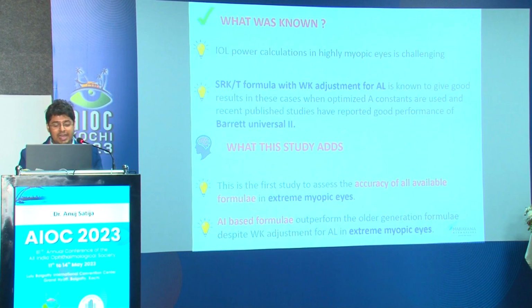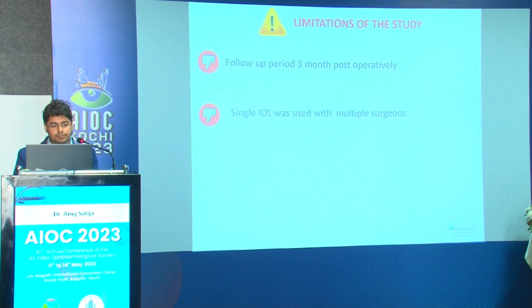What the study adds is that the accuracy of the newer generation formulas is significantly better, especially in extreme myopic eyes. We divided the population into axial lengths of 26 to 28, 28 to 30 mm, and more than 30. The prediction was significantly better in the higher axial lengths. The higher the axial length, the better it is if you use an AI-based formula. The limitations of the study were that we checked this at 3 months post-operatively, and a single IOL was used with multiple surgeons.